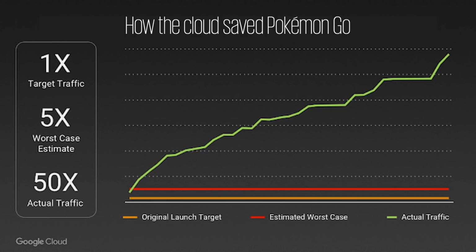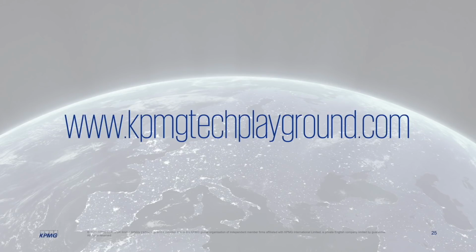If the Pokemon Go team had used traditional on-premise data centers, they wouldn't have been able to handle this number of users because they would have had to have already purchased and set up all of the equipment. Since the cloud allowed them to scale globally at a click of a button, the Pokemon Go team actually managed to scale and handle 50 times the amount of game players that they originally estimated.